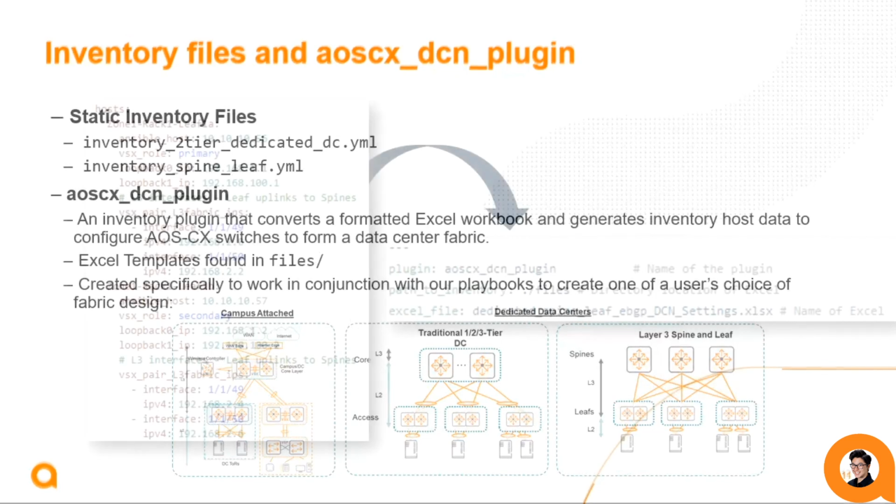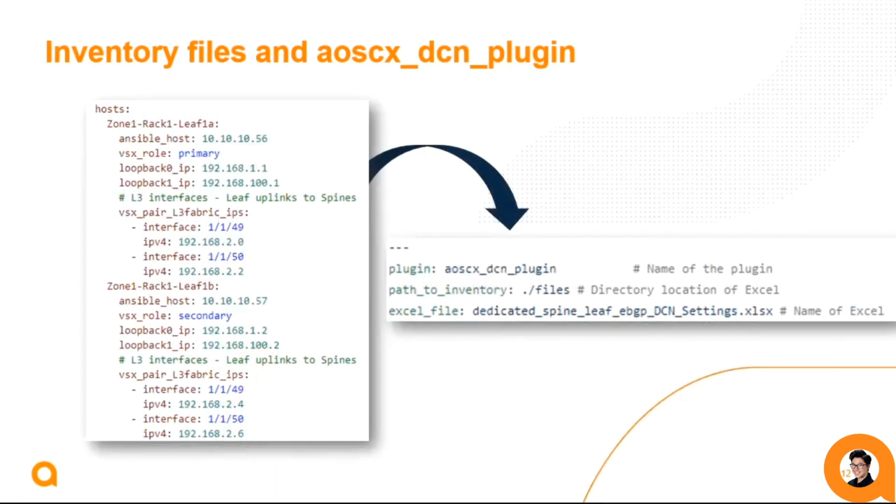What happens to my inventory file, you might ask? Well, you still have it. But instead of outlining all of your host data in your inventory file, you simply need to specify the name of the inventory plugin you want to use and any other additional information your plugin might require. For the AOS-CX DCN plugin, you'll need to define the plugin name, the path to the Excel file, and the name of the Excel file you want to use.